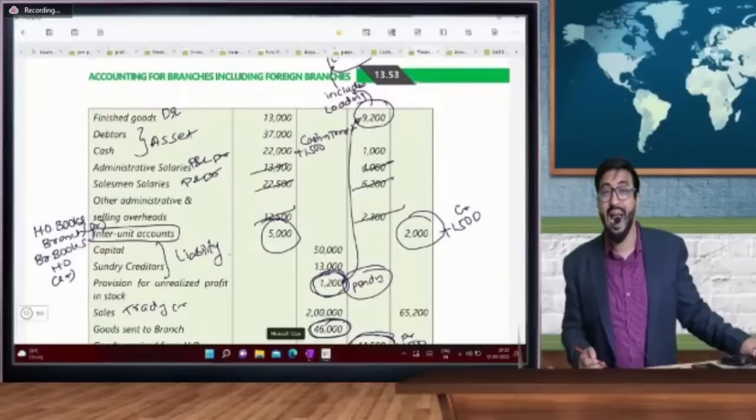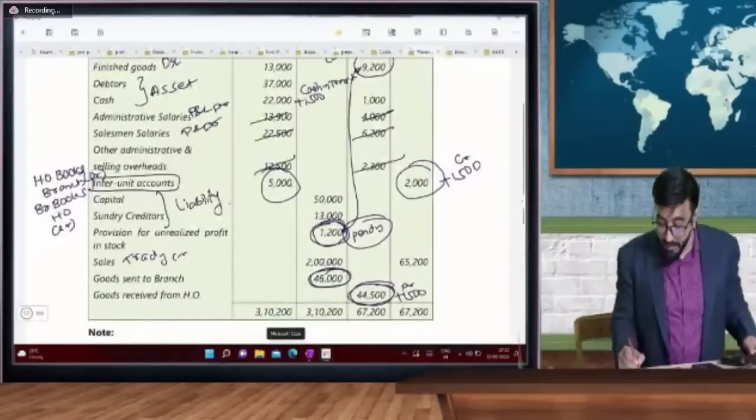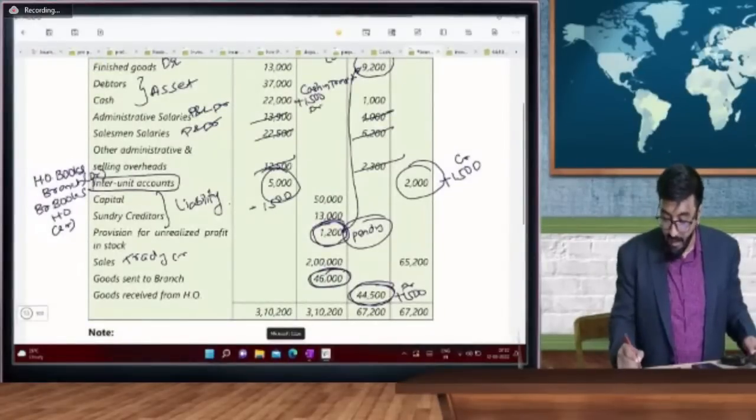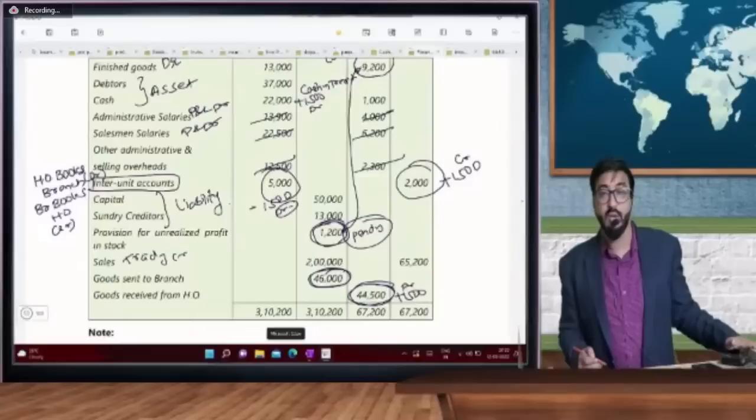So they will add it in cash. Otherwise, you can record it separately as a cash in transit. And second effect, you will deduct it from branch balance. So one debit and one debit minus. Okay. So your trial balance is still tallying.